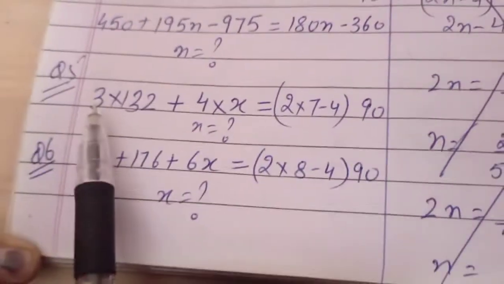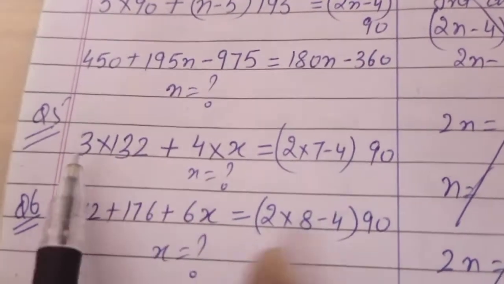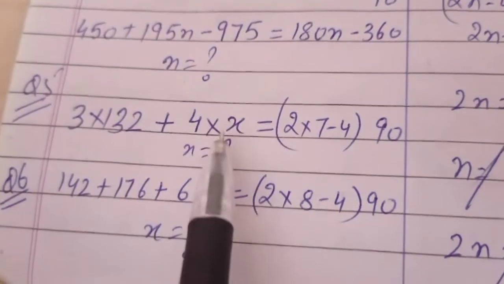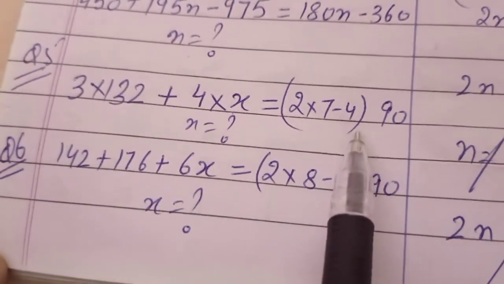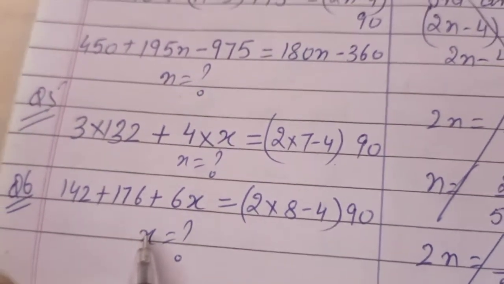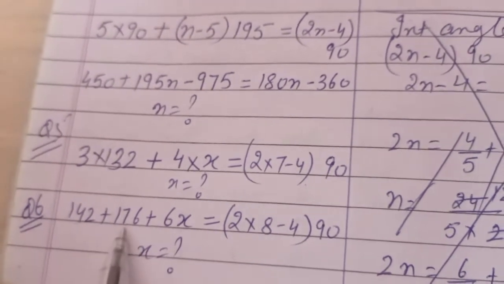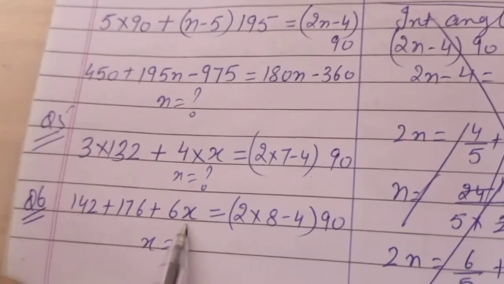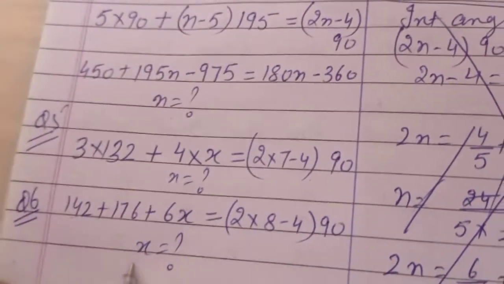Question number 5: 3 angles of a 7-sided polygon. In this case, the value of n is 7. Three angles are 132, and the remaining 4 angles are equal. So the sum of those 4 angles will be 4x. Put the value in the formula and find the angle. Sixth question: two angles of an 8-sided polygon. Now the number of sides is 8. Two angles are 142 and 176, and the remaining 6 angles are equal, so their sum will be 6x. Put the value 8 here and find the value of x from this.